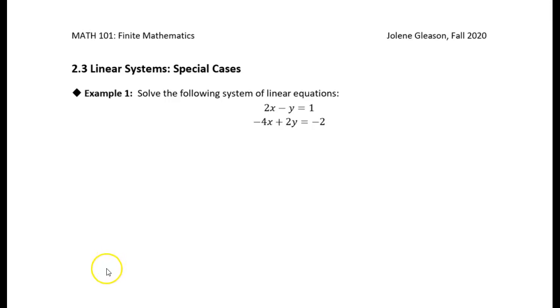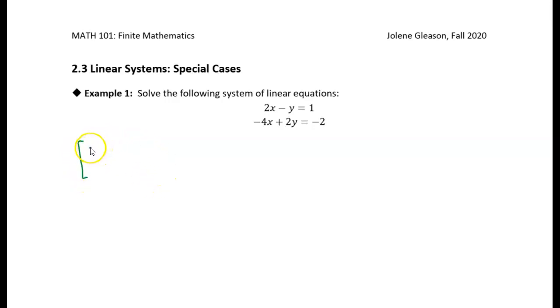All right, so today we're going to continue talking about Gauss-Jordan elimination, but we're going to look at some special cases that can arise and what they mean and what to do about them. Okay, so let's take a look at example 1. We have a system of equations, and I'm just going to try to apply Gauss-Jordan to it.